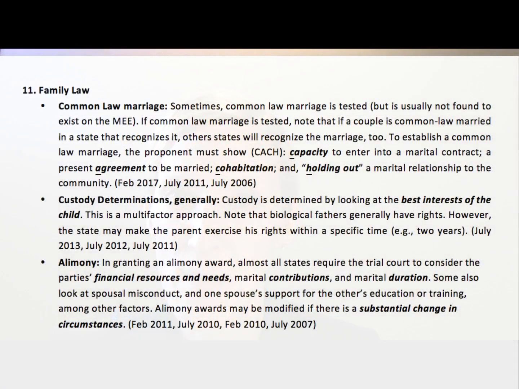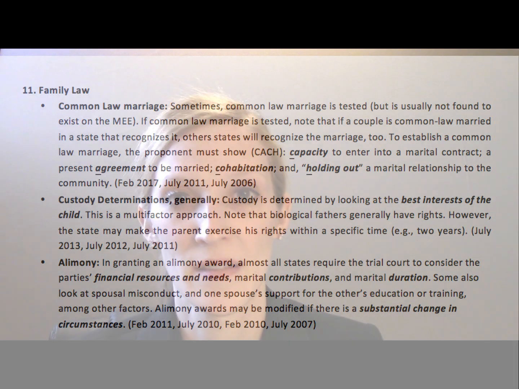They like common law marriage. You should know the 4 elements of a common law marriage. On most bar exams when they test this, they don't find that a common law marriage exists. You should also be familiar with custody, alimony, property division. These are all things that are heavily tested. Family law questions can be harder and trickier than a lot of people think.